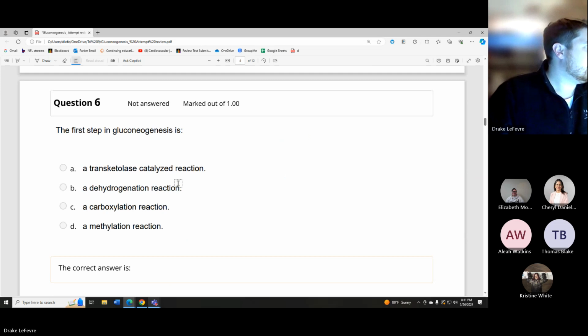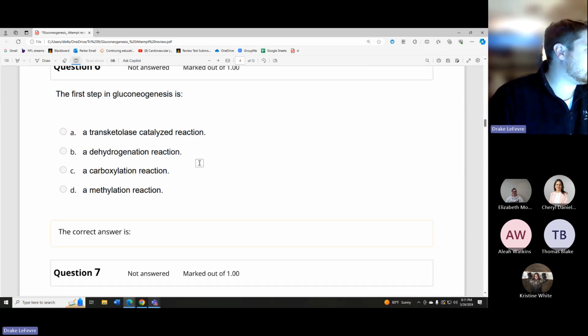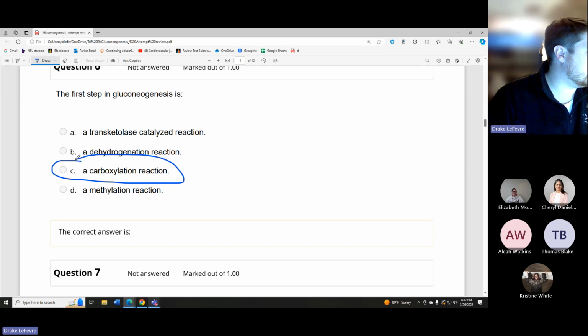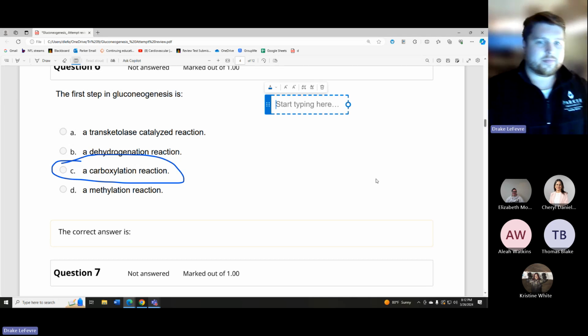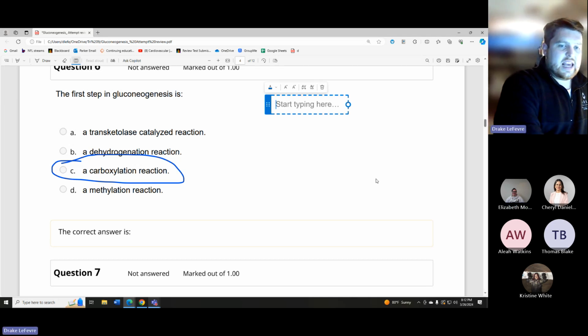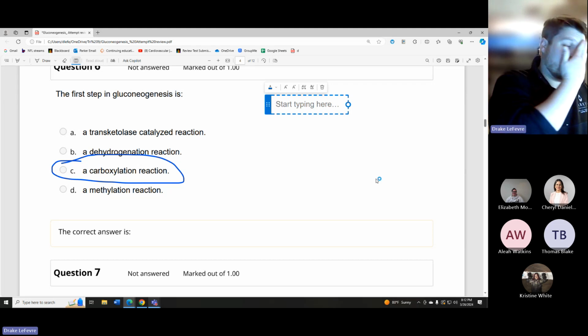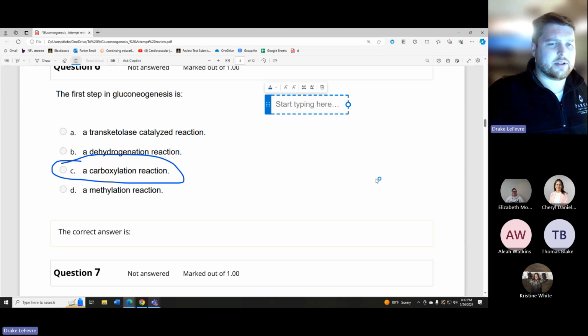Okie dokie. The first step in gluconeogenesis is which of the following? We did talk about this already, very briefly, but we talked about it. Is it the carboxylation reaction? Yeah, it is a carboxylation reaction. Do you remember the name of the enzyme that we used? You said there were 2, right? There are 2. The first step, I don't know if he counts both of the reactions as one step or if he separates them into 2. I think he separates them into 2 steps. There's one extra step in gluconeogenesis compared to glycolysis.